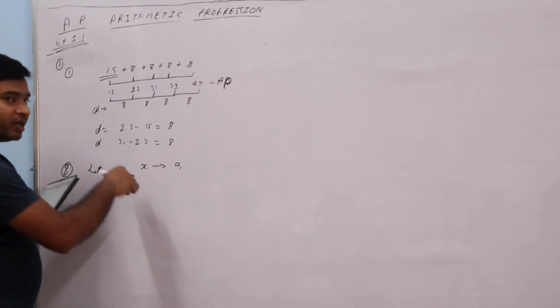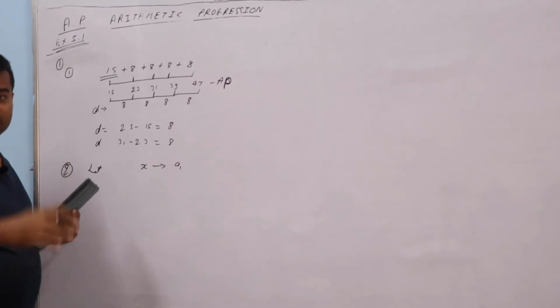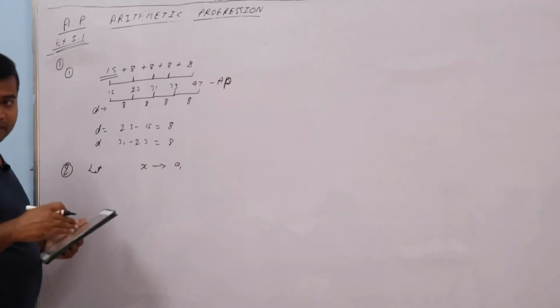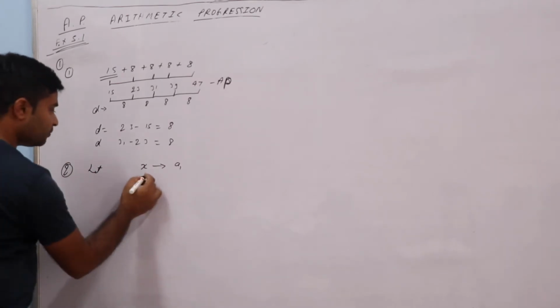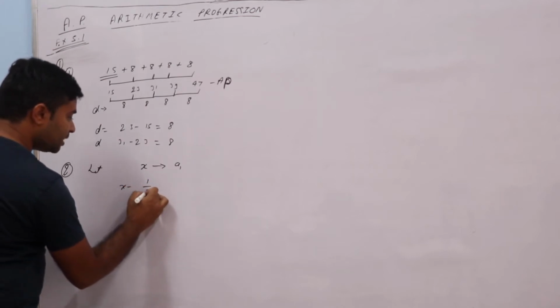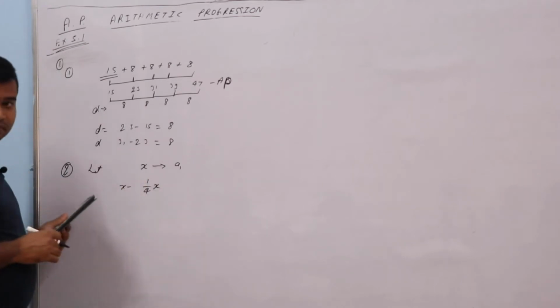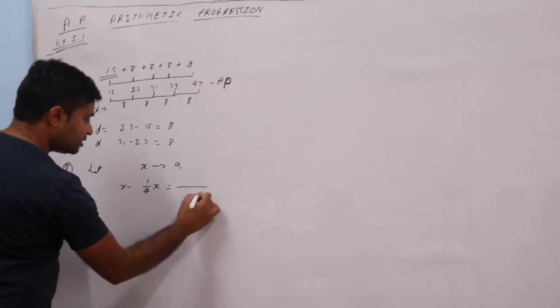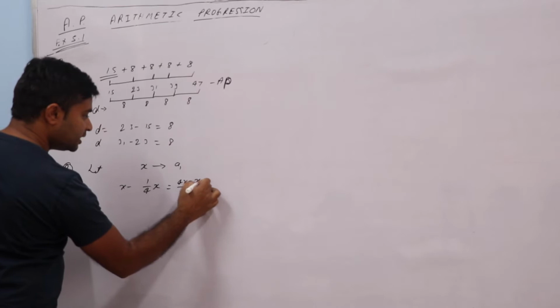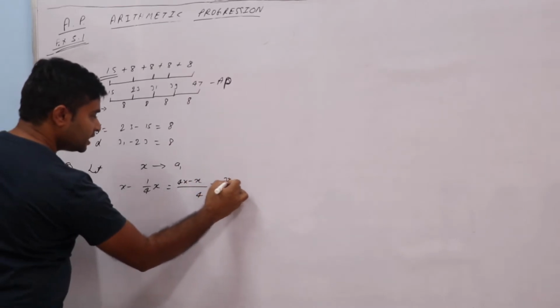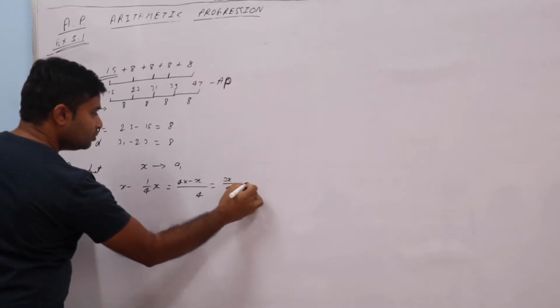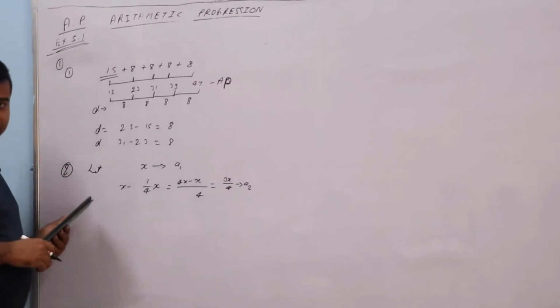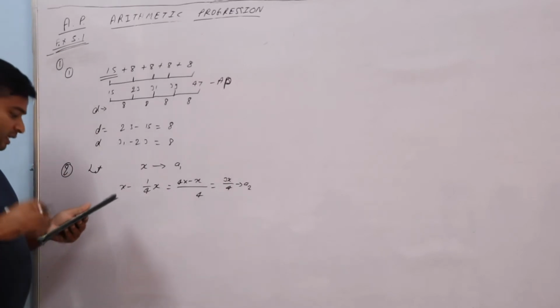Now of this, the 1 by 4th part is removed. So the 1 by 4th part means X minus 1 by 4 X. How much will we get? Take the LCM, which is 4. So 4X minus X is 3X by 4. This we can assume as A2, because this comes the second time. Next, again they will remove.